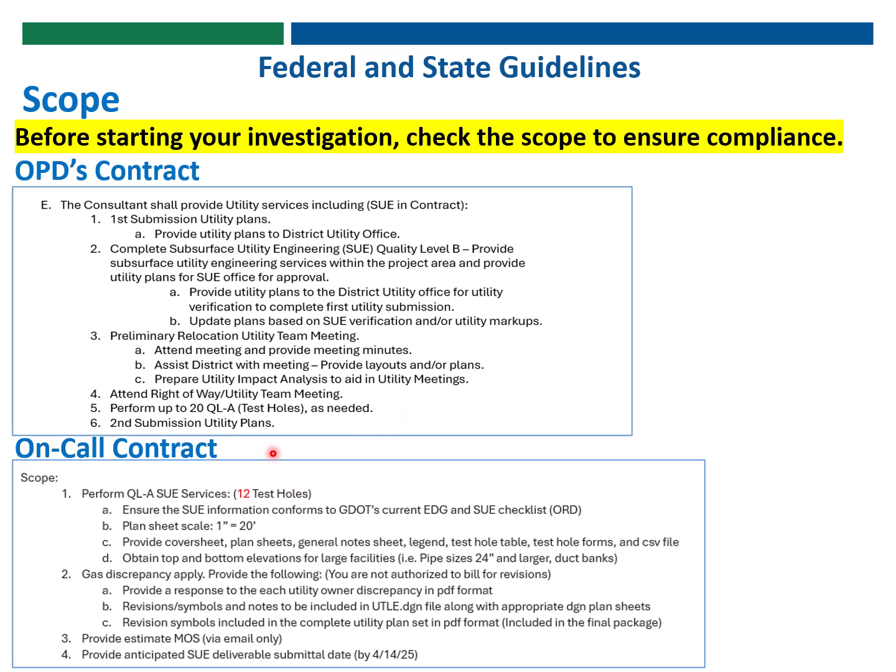Below, you will see the on-call contract example with a little more detail within our scope that's emailed to the consultants. So you can see all of the assumptions that we include for those projects. But either way, you will at a minimum see an estimated number of test holes needed for that project. We strongly encourage you to participate in the scoping meeting.